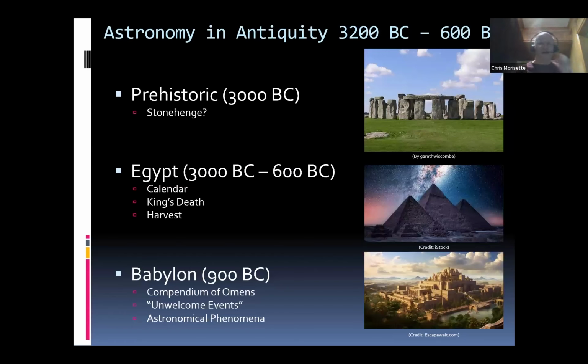Okay, so let's talk about astronomy and antiquity. And here we want to kick off the conversation with Stonehenge. Stonehenge appeared on the scene about 3000 BC. There is debate about whether or not Stonehenge is actually an observatory of sorts, or something else. Unfortunately, there weren't any written records from the time, so we don't have any definitive proof that this was an observatory.